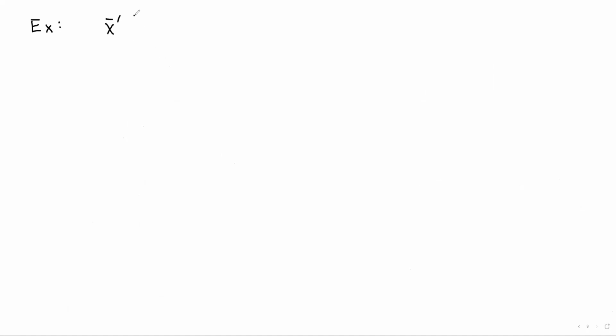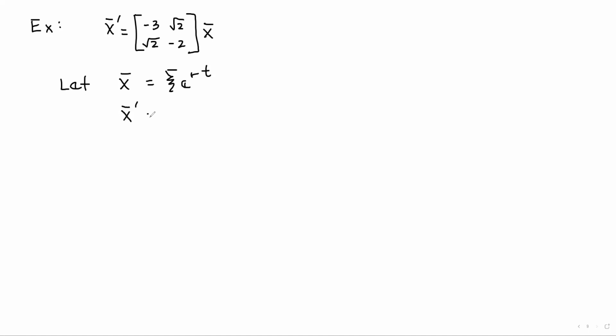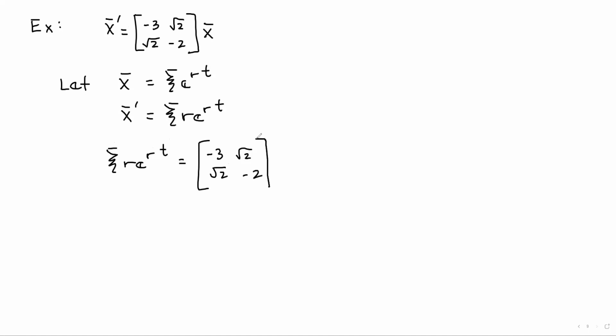All right, so let's go through and say we've got x prime equals the matrix negative 3, root 2, root 2, negative 2, times x. We're going to go through and let x equal xi e to the rt. Okay, and then the consequence of that would be x prime is xi r e to the rt. Taking those, plugging them in, we're going to have xi r e to the rt equals the matrix negative 3, root 2, root 2, negative 2, times xi e to the rt. The e to the rt's cancel.